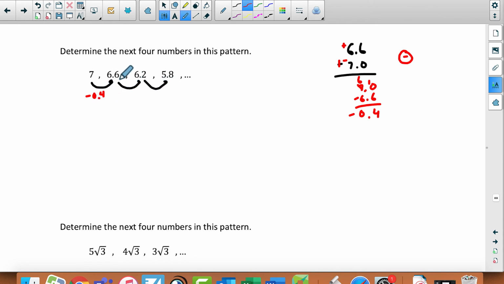Did that work? 6.6 and take away 0.4? Absolutely. It gives us 6.2. 6.2 take away 0.4? Yes, it gives us 5.8. I have to do the next 4? Why so many? That's ridiculous, Mr. Wadge.